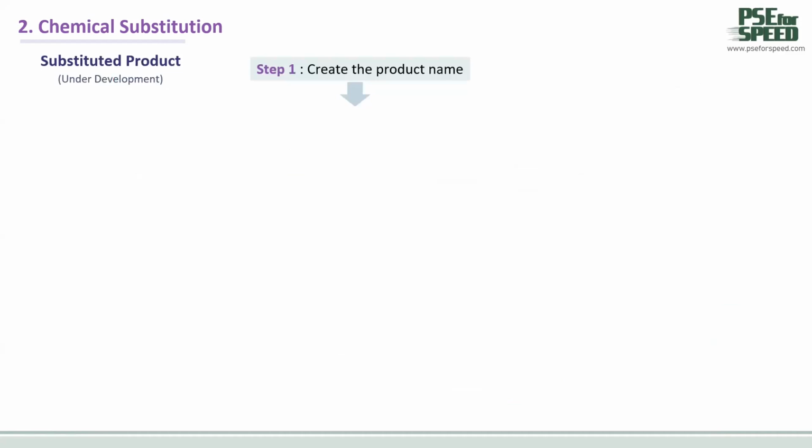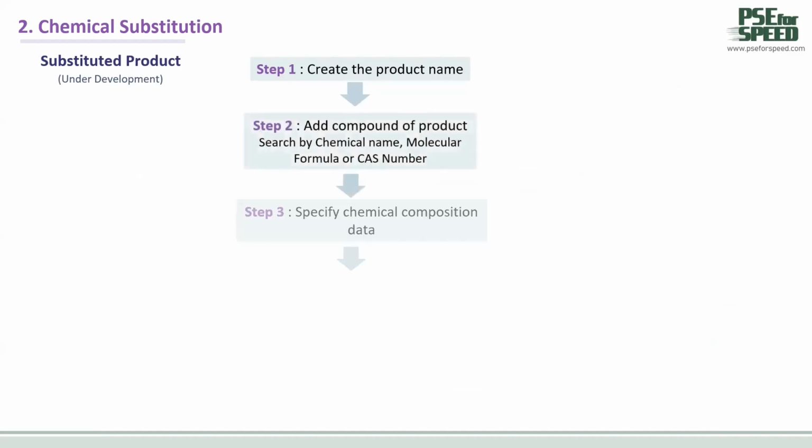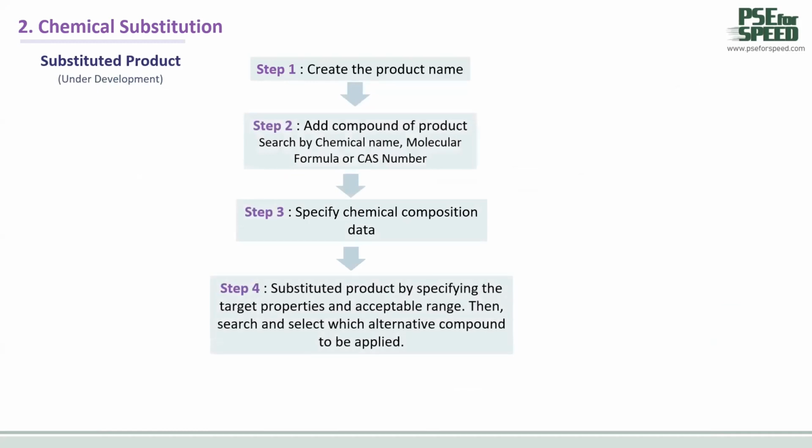And for the other feature, substitute product, four steps are needed as well as the previous one, starting with creating the product name, adding the compound, giving the composition, and substituting the product by specifying the target properties and giving the acceptable range. Then search and select which alternative compound to be applied. In the demonstration, this section will not be presented because this is now under development.